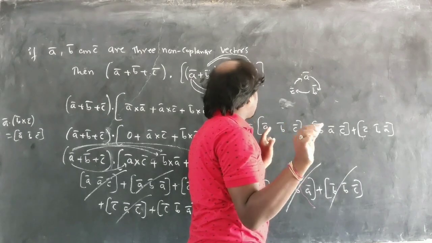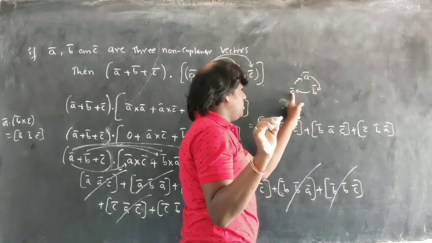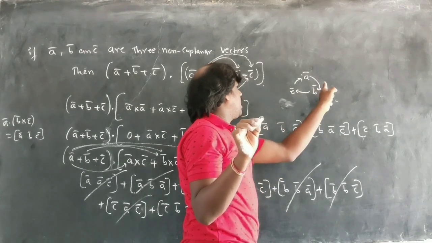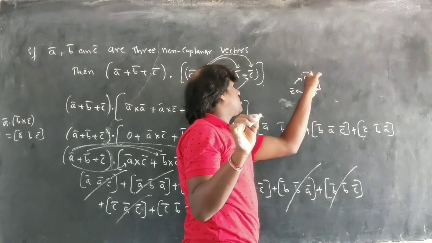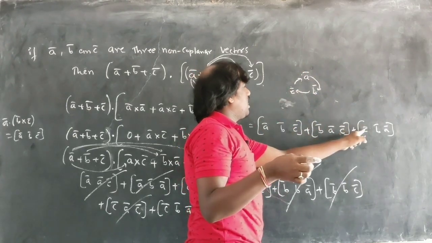Okay, CAB is not there, BCA is not there. See here, this is ABC. Next you have B, see here, BAC. You are going in the opposite direction, anti-clockwise. BAC means negative.